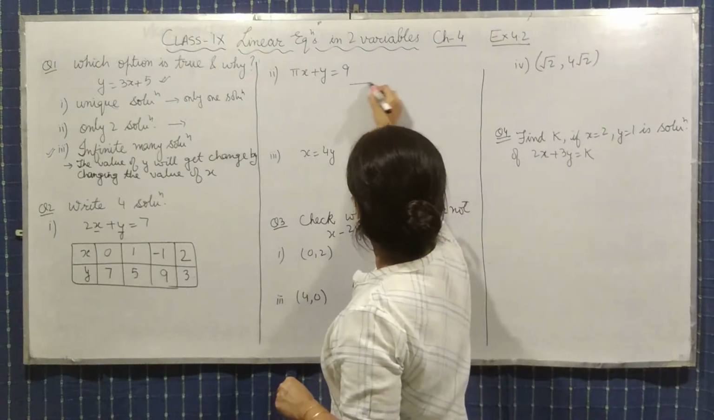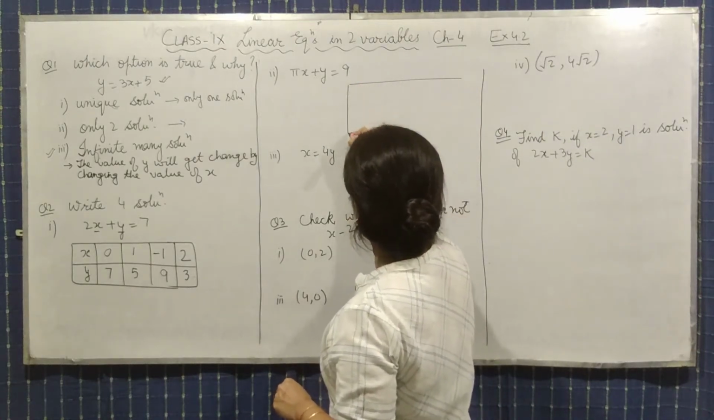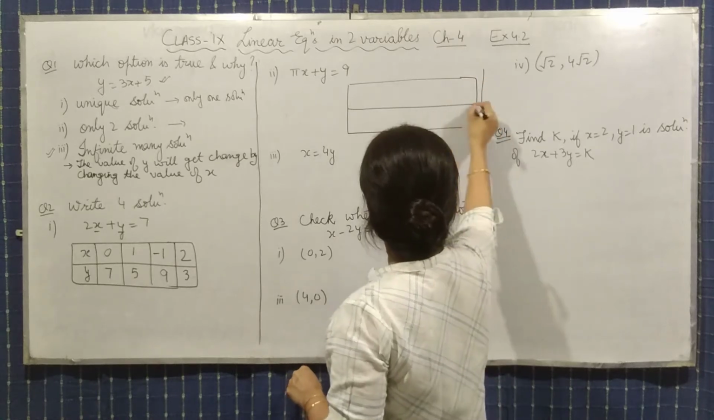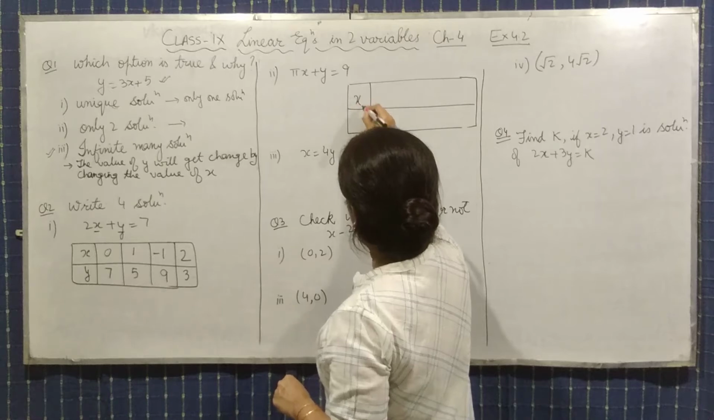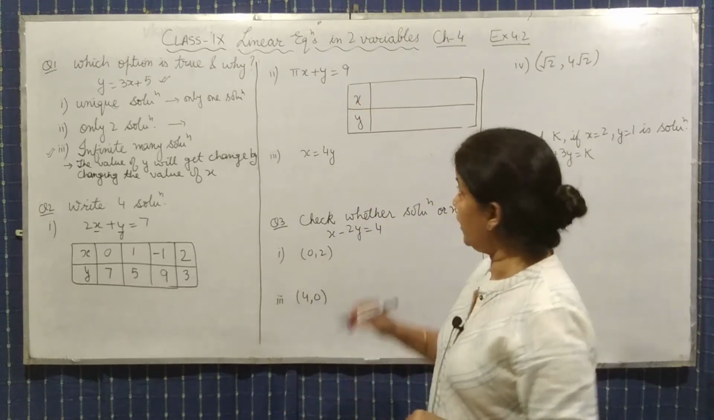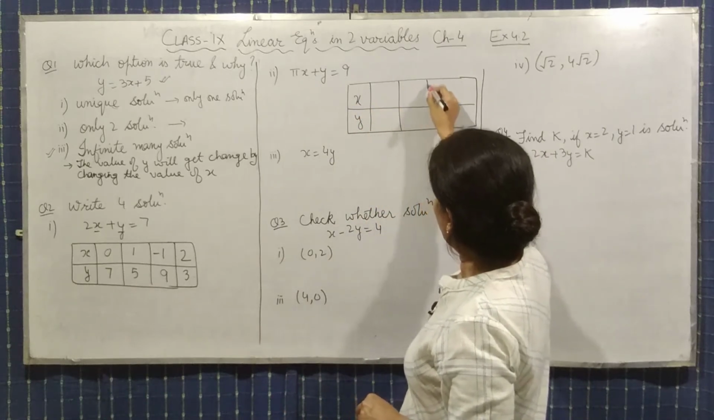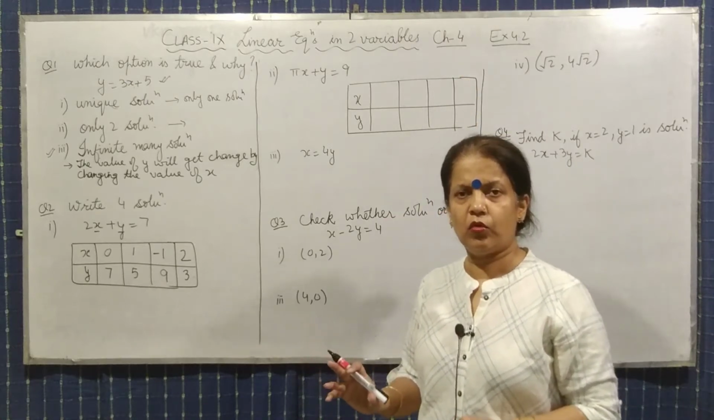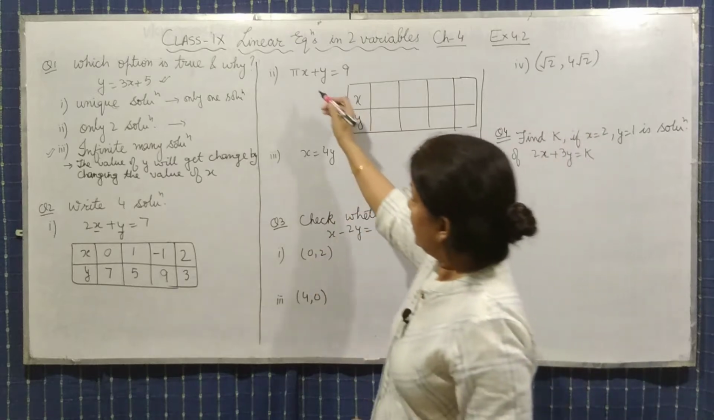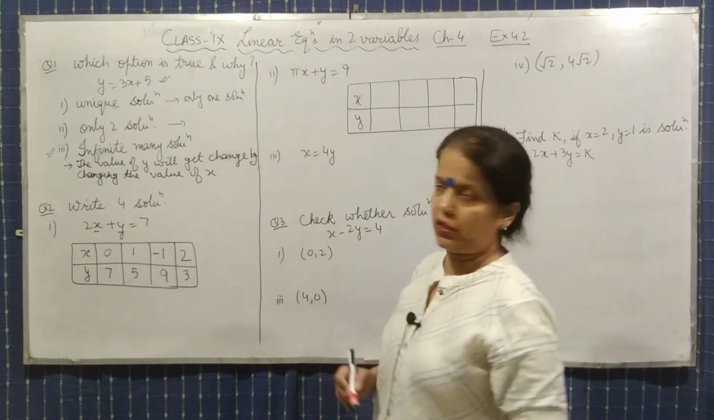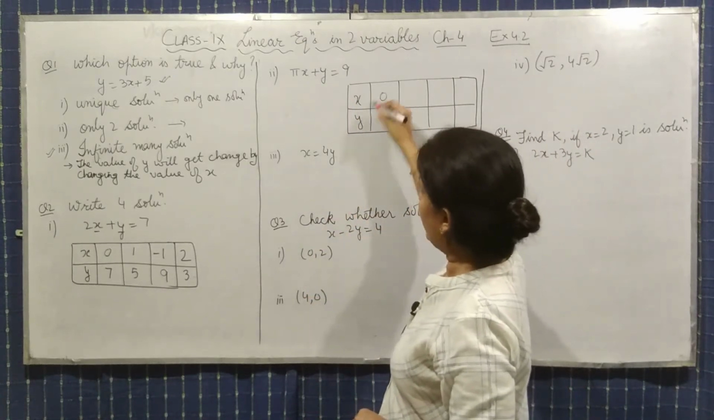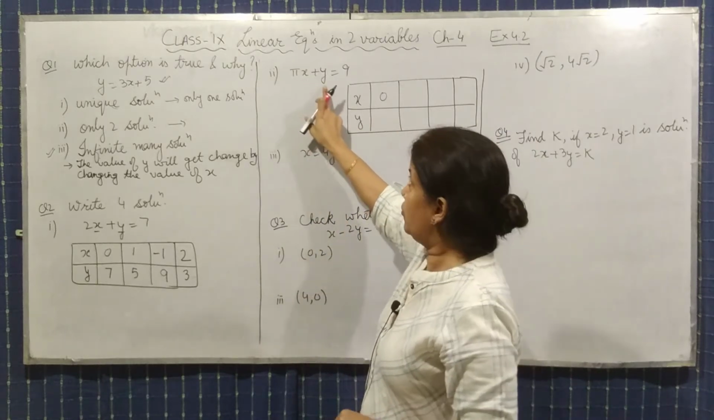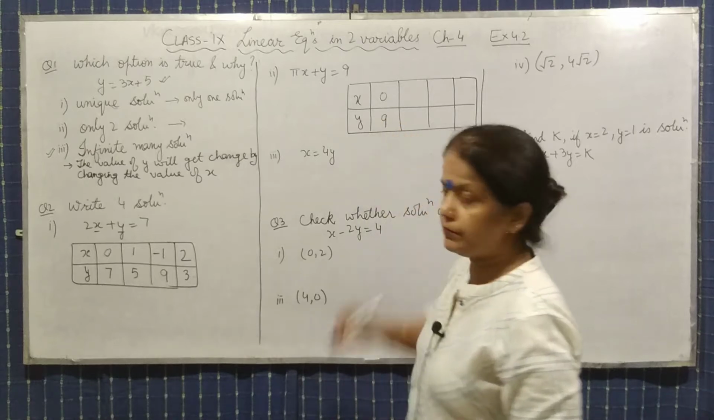Come to the second part. In the second part, again we will mark it as x and y. Again 4 columns. Take any value, it depends on you. I am taking the x value as 0. So pi into 0 is 0. So y will become 9.